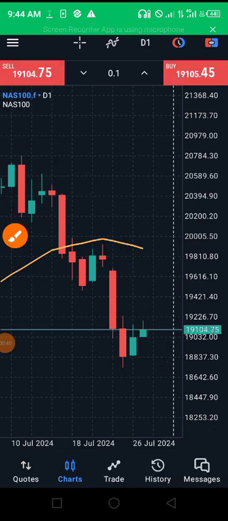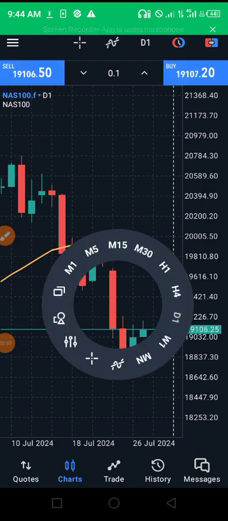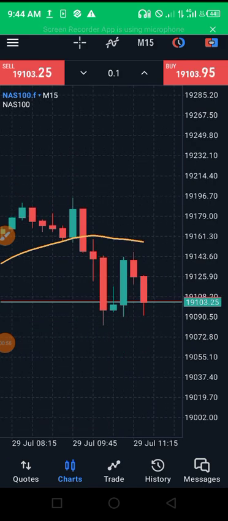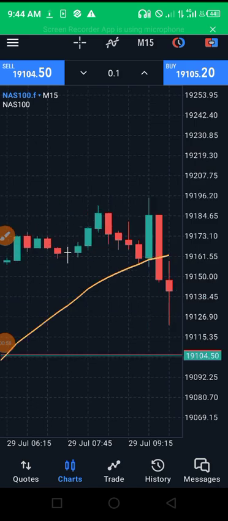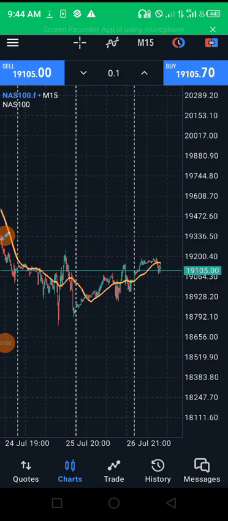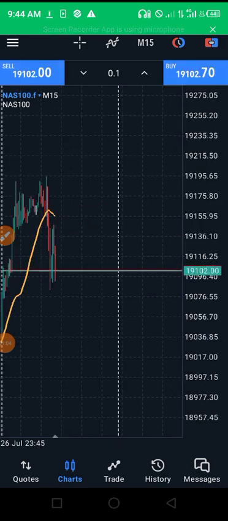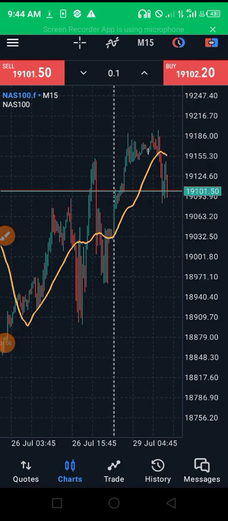Because of that, we don't have anything else to do with that. Just go to your 15 minutes time frame. So this is our 15 minutes time frame. With this strategy, we don't even need our indicator, but just install that indicator so that anytime you want to make use of it, you can quickly make use of it.